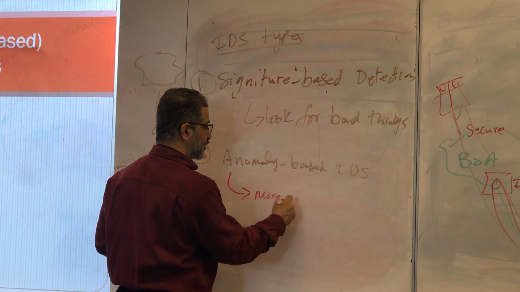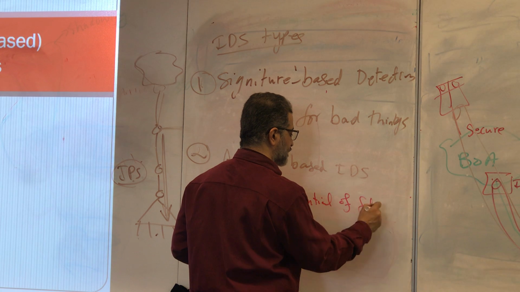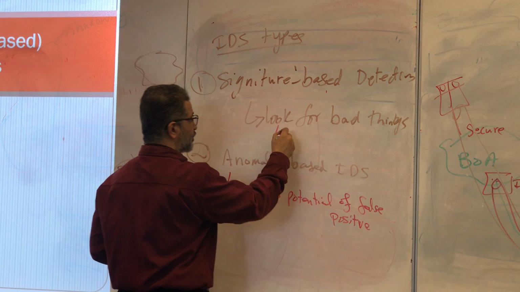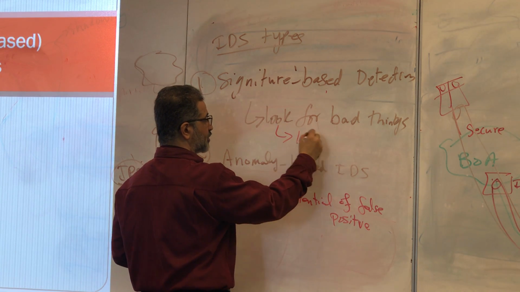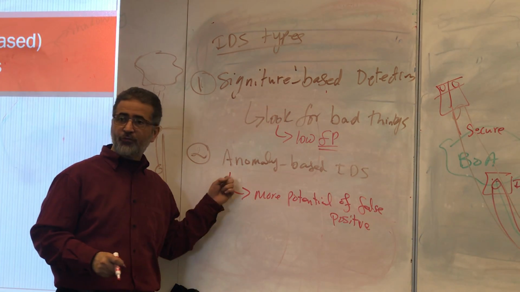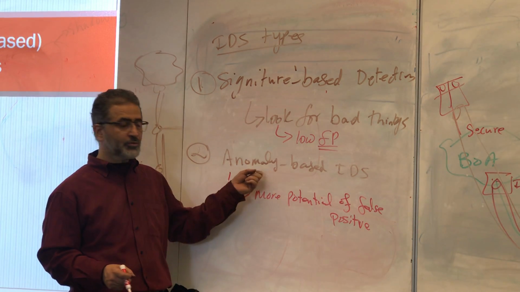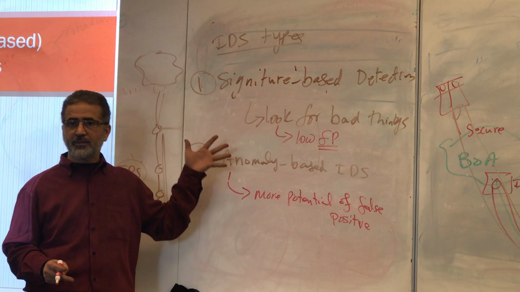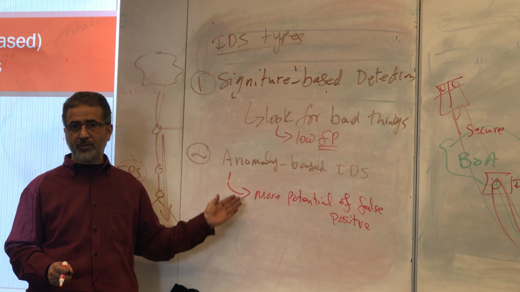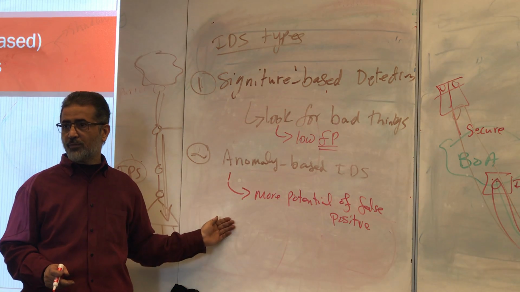More potential for false positives. But here you have very low false positives. That's a disadvantage. This is more powerful, but it gives a lot of noise. People might be annoyed if you don't know how to tune this. This is the major concept here. I want you to understand signature-based and anomaly-based, how to compare between them, and what the advantage and disadvantage are for both.